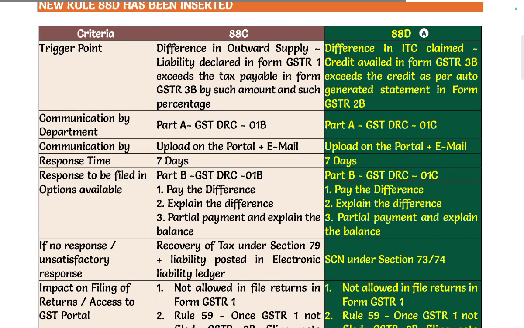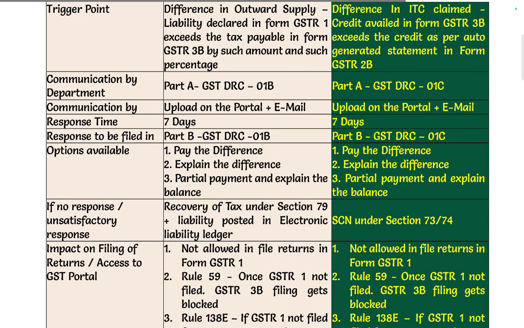Part A of form GST DRC-01B and Part A of GST DRC-01C communication is uploaded on the portal, by email, or on the portal plus email. Response within 7 days. Respond to the communication. Part B of GSTR DRC-01B and Part B of DRC-01C options are available: pay the difference, explain the difference, or make partial payment and explain the balance.